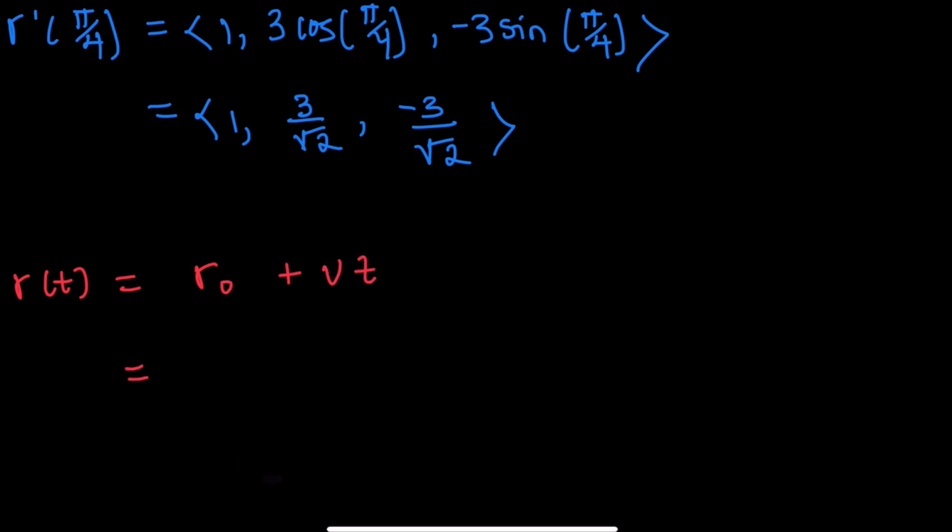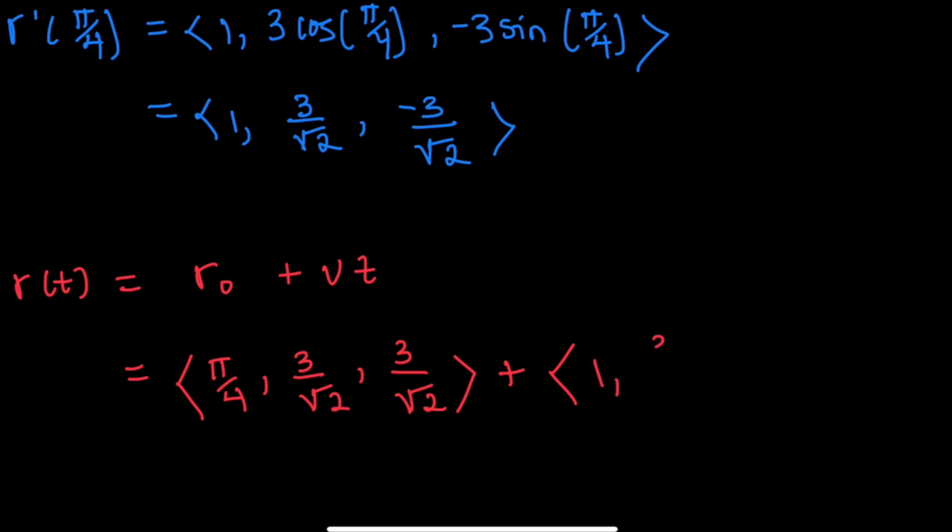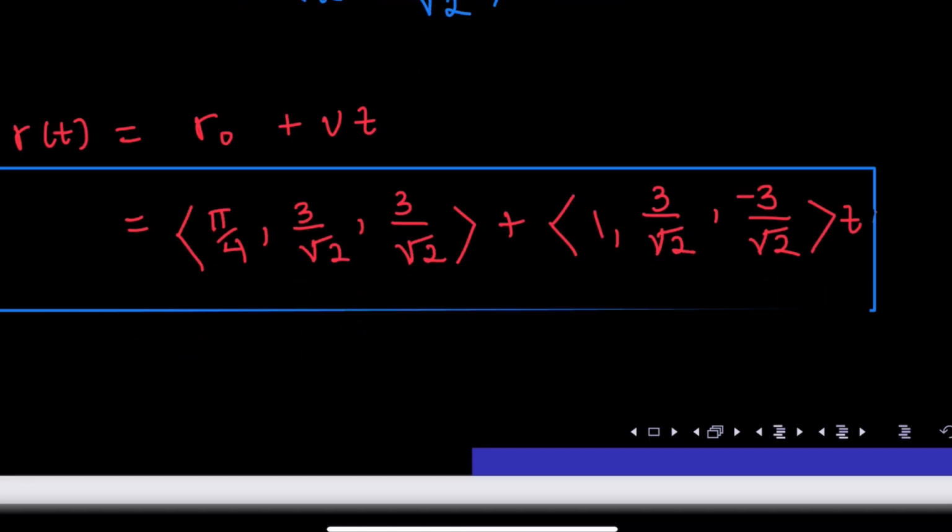Now what was our r naught? That was the point on the curve, so that's going to give us pi on 4, 3 roots of 2, 3 roots of 2, plus, now what's our parallel vector? That's what we have as 3 roots of 2, minus 3 roots of 2, then multiplying t. This is our equation of the tangent line to the curve.